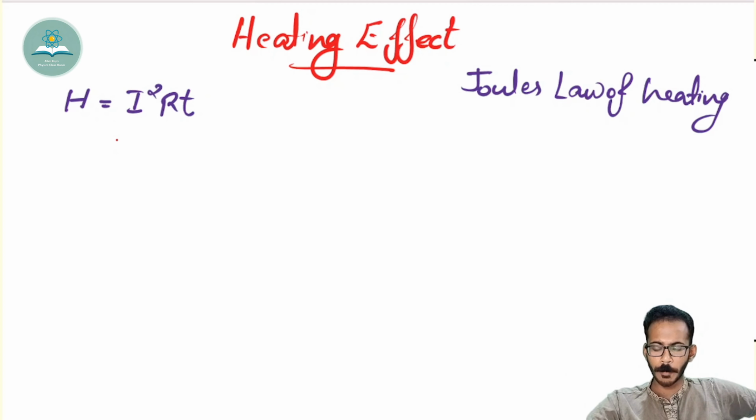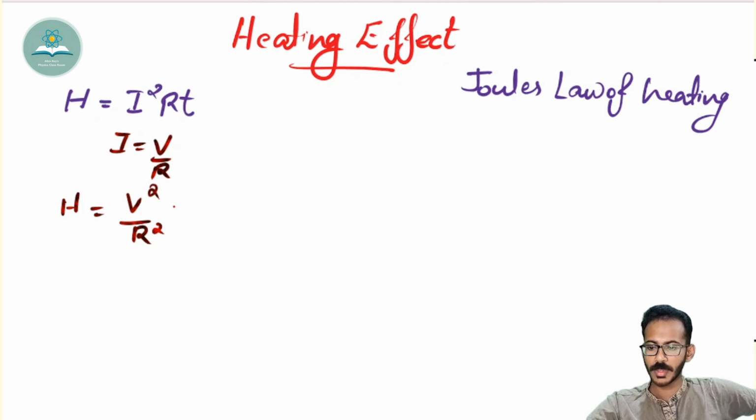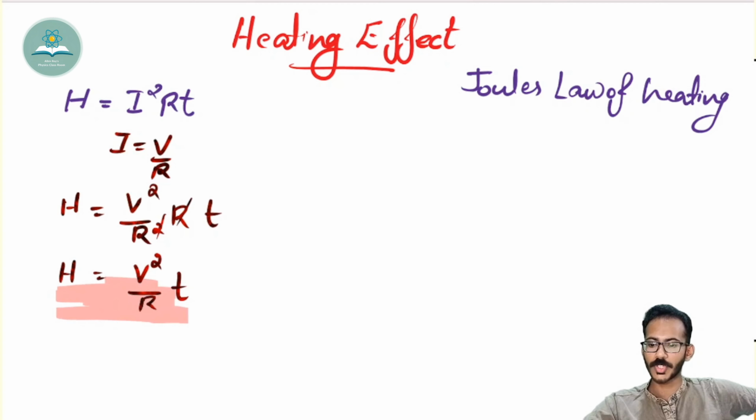We have few other equations also for the heating effect of electric current. From Ohm's law, we have I is equal to V by R. If we make the value of I as V by R here in this equation, then we get H is equal to V square by R square into R into T. Here R and square get cancelled. So H is equal to V square by R into T. This is another equation for the heat generated in an electrical equipment.